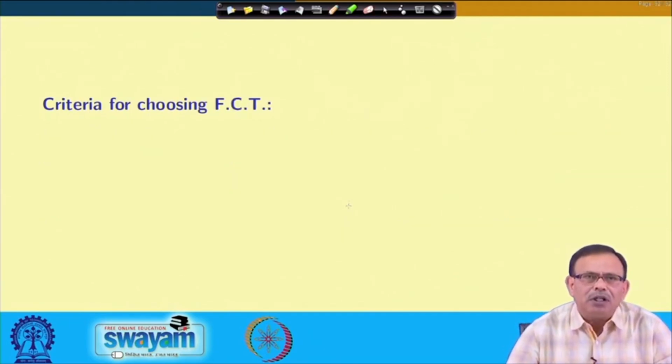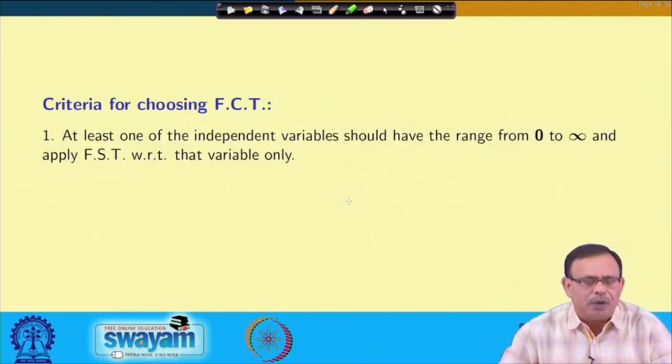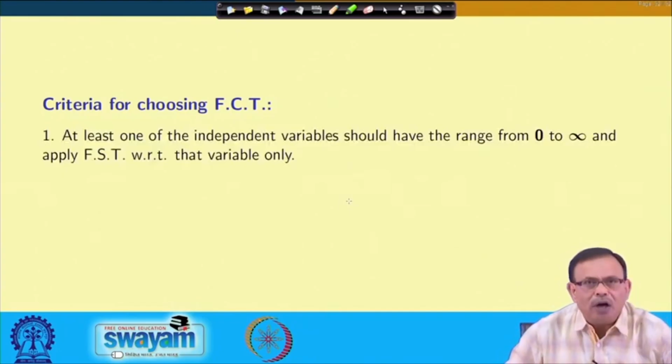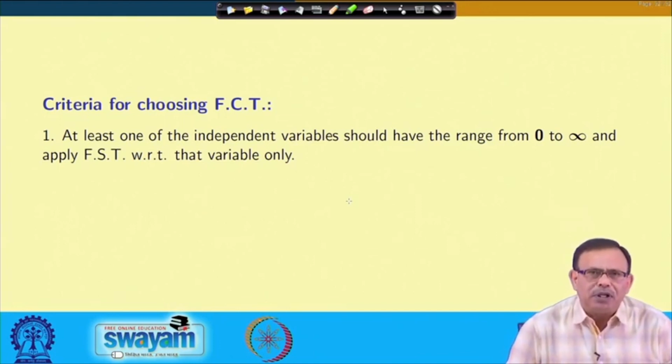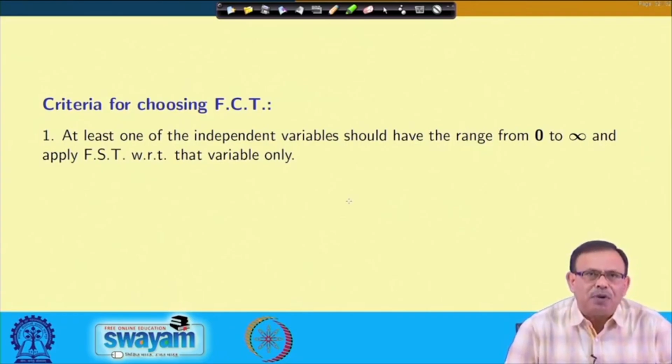Similarly, the criteria for choosing the Fourier cosine transform is that at least one of the independent variables should have the range from 0 to infinity, like the Fourier sine transform, and apply not the Fourier sine transform, but the Fourier cosine transform with respect to that variable only.